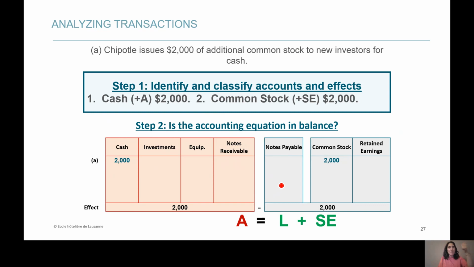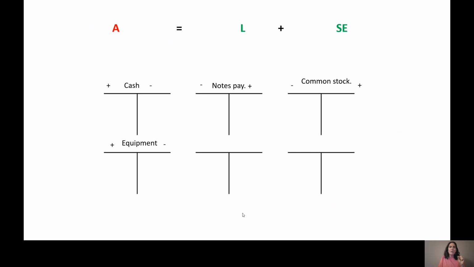Remember, cash increases and the common stock account, a stockholders' equity account, increases. On the following slide, I'm doing exactly the same, but instead of representing one account by one column, I'm representing one account with a T account. You recognize the 2 accounts that I'm going to use to analyze this transaction A from Chipotle. Here I have my T account. It's called a T account because it has the shape of a T. It represents the cash account, and here is my other T account that represents the common stock account.